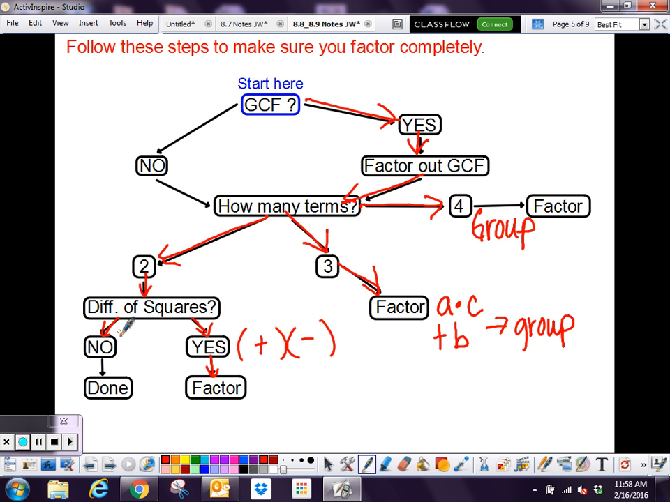So let me just give you an example for if you would be done. Let's say you have x squared plus 9. There's no way to factor that. It's not a difference of squares, which means you would be done.